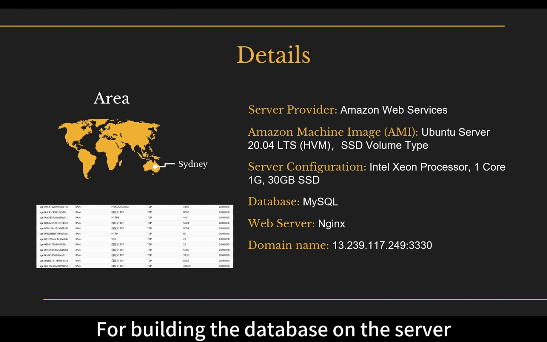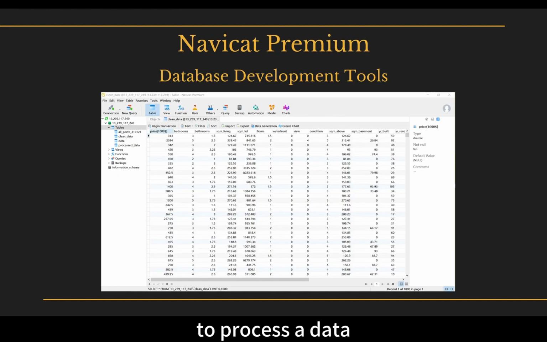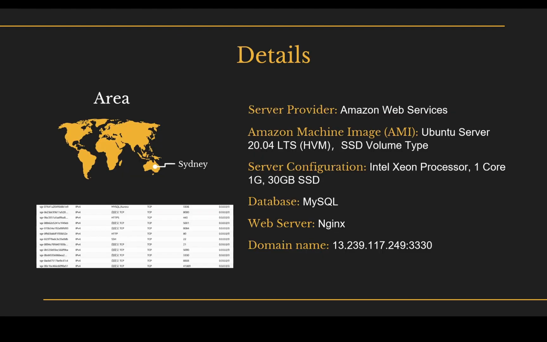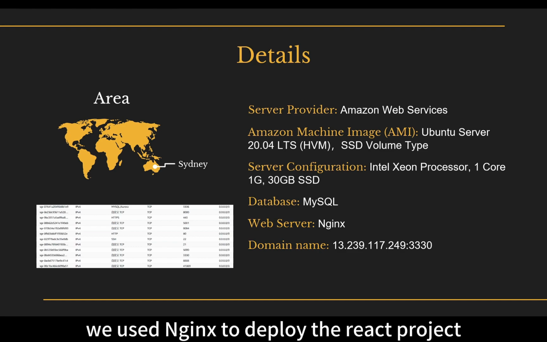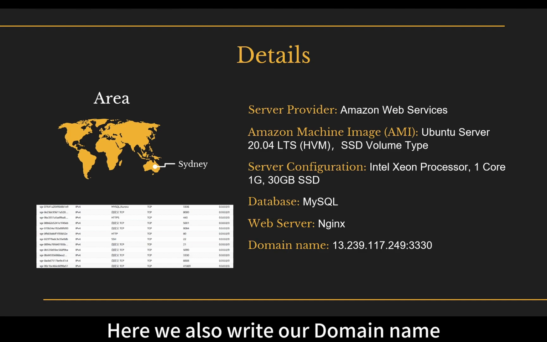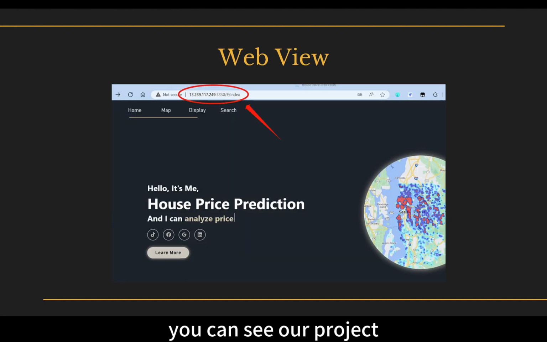For building the database on the server, we used MySQL and used Navicat Premium to process the data. For building the web pages on the server, we used Nginx to deploy the React project. Here we also write our domain name by entering it in the browser. You can see our project.